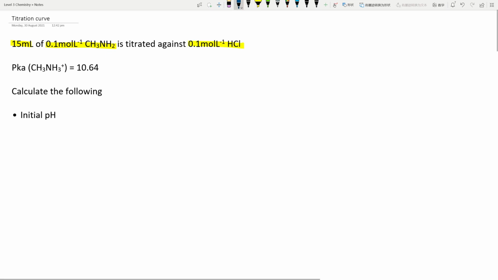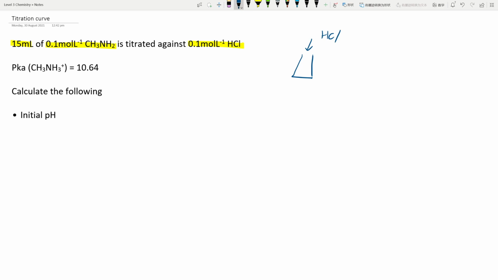So you can think of it like, this is your flask, and you're just adding in HCl drop by drop, and you're trying to look at the pH change as this HCl is being added in. And then we gave you the pKa because we're going to need all the numbers.